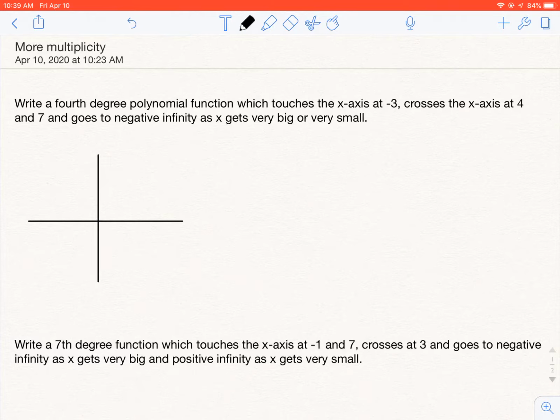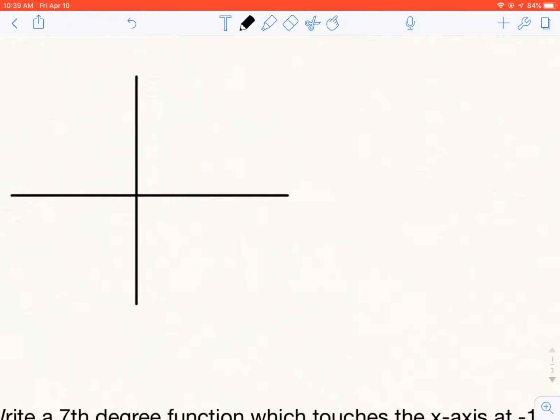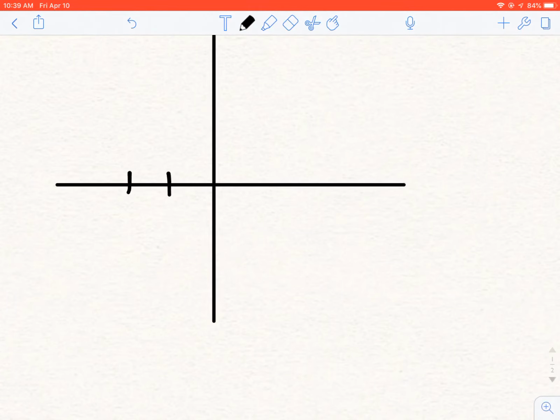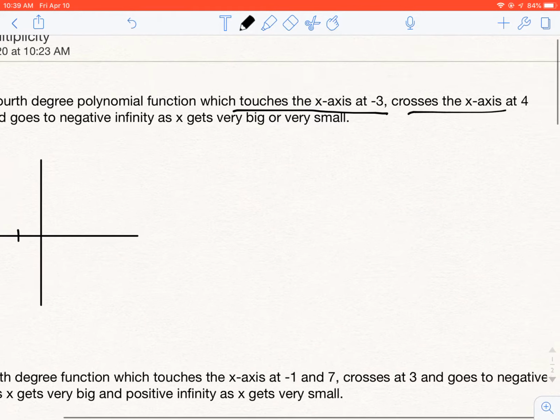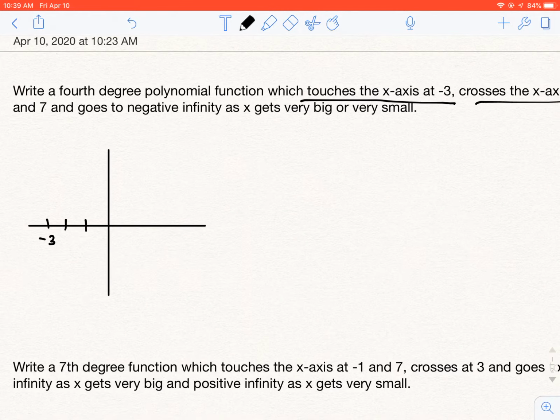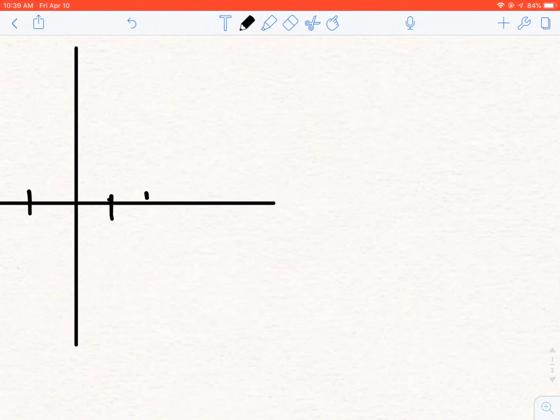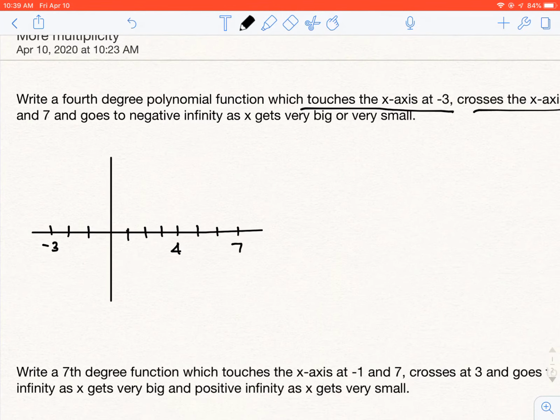All right, it touches the x-axis at -3. Okay, so 1, 2, 3. It's going to touch at -3. It's going to cross the x-axis at 4 and 7. 1, 2, 3, 4, 5, 6, 7. Okay, so it's going to cross there.